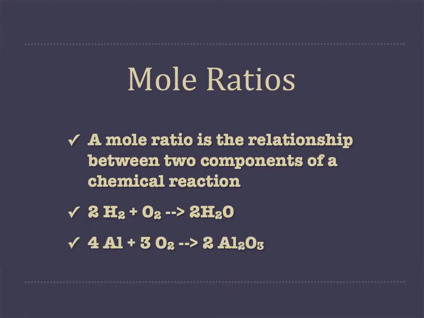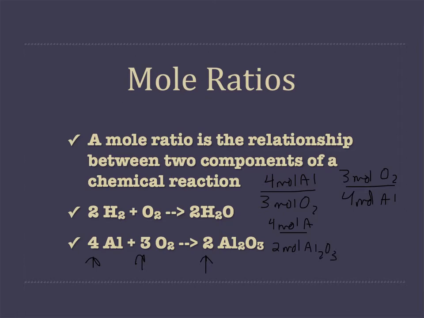Okay, so if we look at this one, think of the mole ratios that we could write. We could say 4 moles of aluminum is equivalent to 3 moles of oxygen, or vice versa, 3 moles O2 over 4 moles of aluminum. I'm just taking my coefficients, and these have to be balanced. That's why balancing it is so important. That's one possible one. I could do 4 moles of aluminum with 2 moles of Al2O3, aluminum oxide, or vice versa, 2 moles Al2O3 with 4 moles of aluminum.